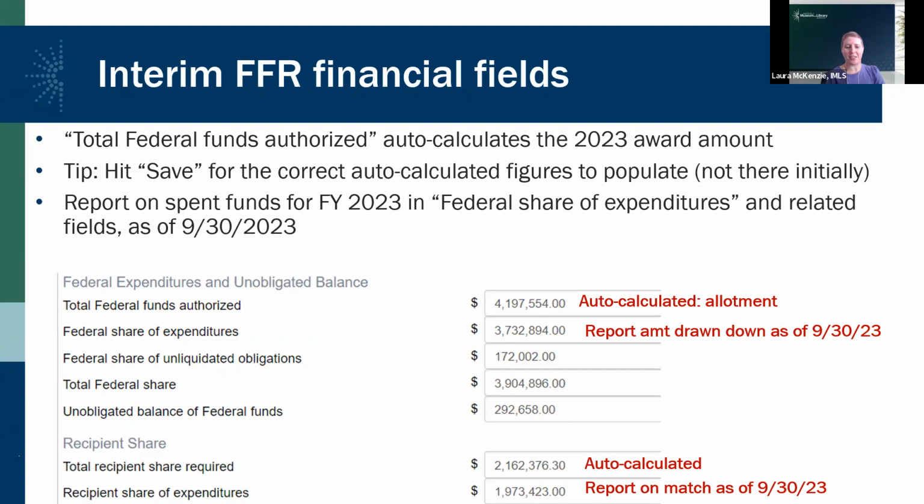The federal share of expenditures will be how much you've expended on your award as of September 30th, 2023. And you can find this information in EGMS Reach under the payments area. The total recipient share required field is also auto-populated, and it reflects the allotment match requirement. And in the recipient share of expenditures fields, you will report on how much you've contributed to match so far.